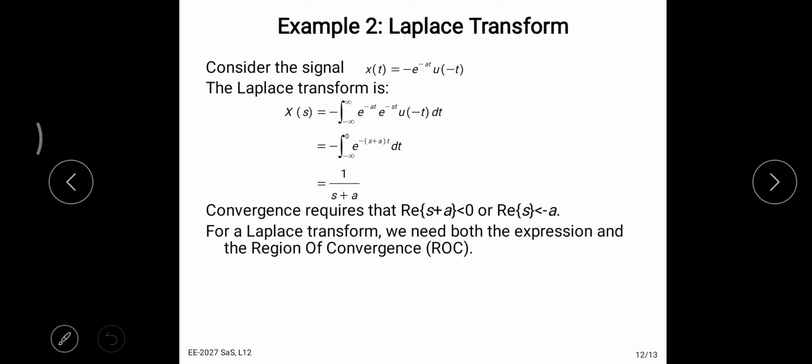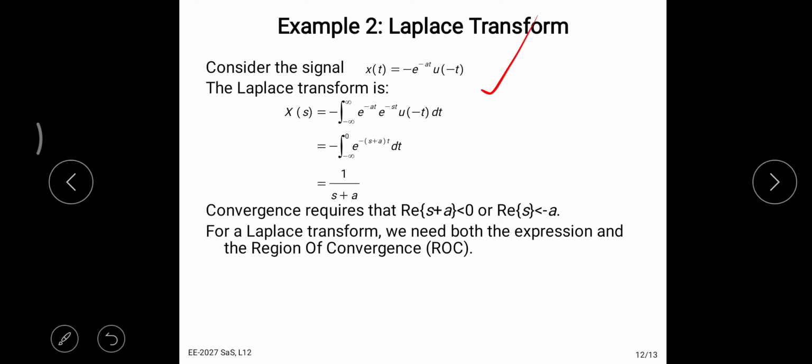Here I am going to find the Laplace transform of minus e power minus at u of minus t. u of minus t once again has magnitude 1, and is the mirror image of the step signal, which means the function exists from minus infinity to 0 with magnitude 1. Once again I can use the same Laplace formula: x of s is equal to the integral from minus infinity to plus infinity of minus e power minus at u of minus t into e power minus st into dt.